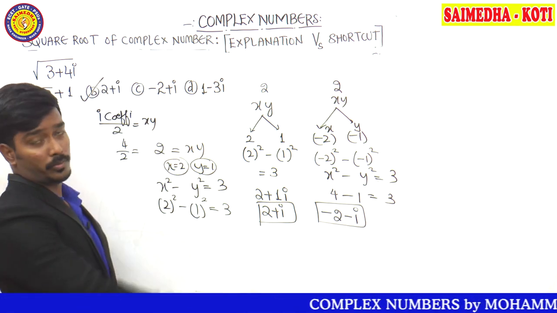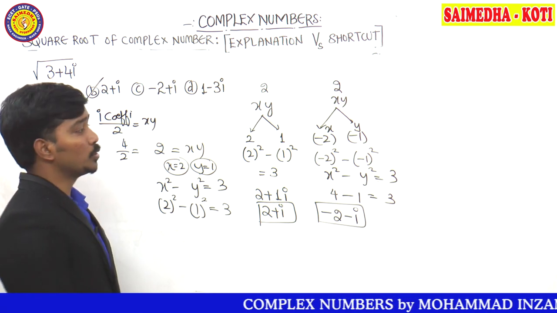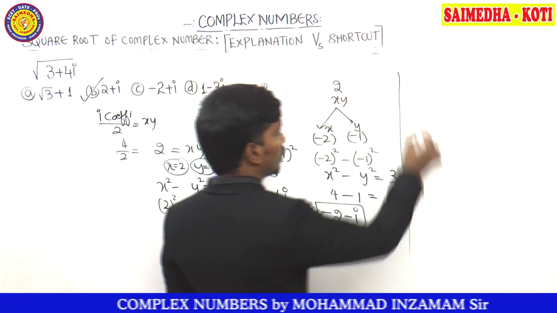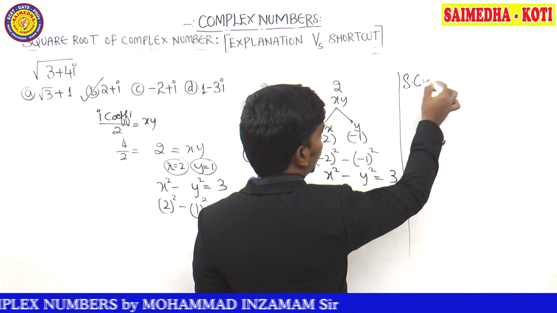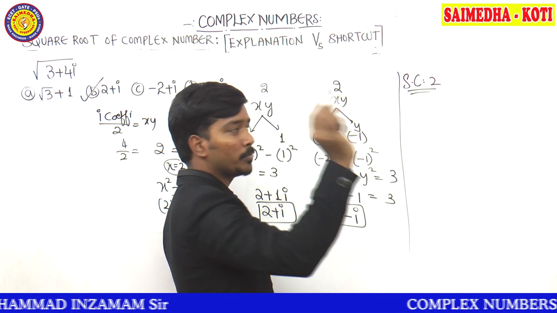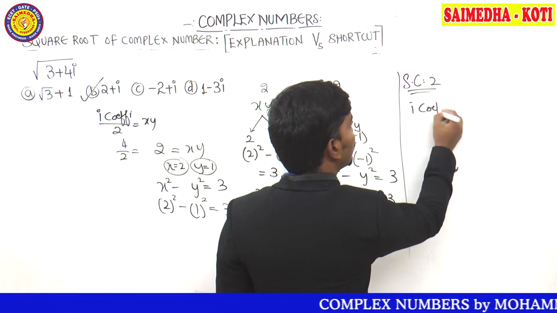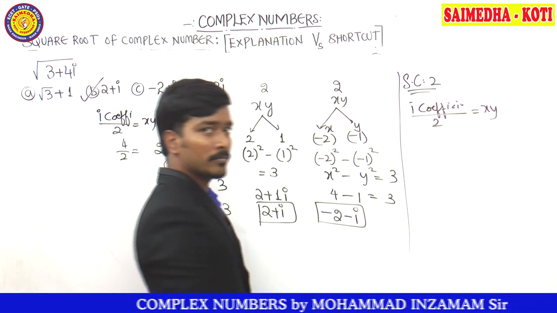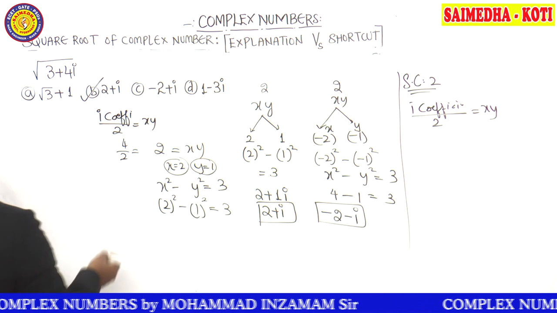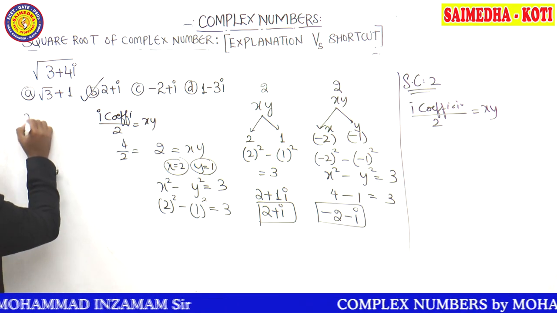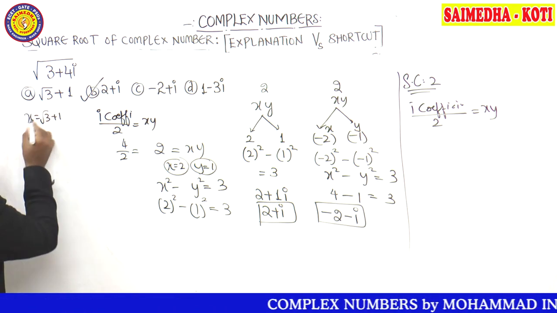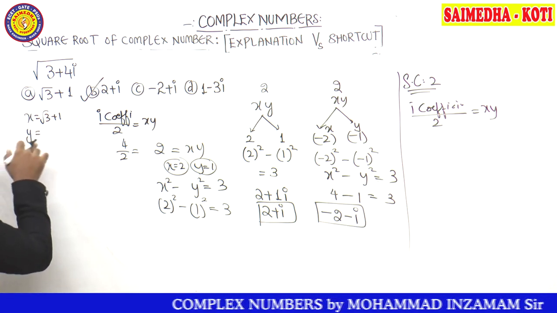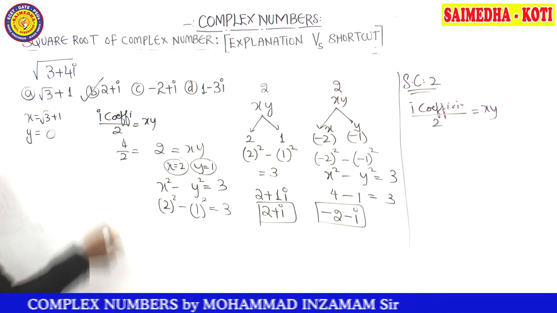For this much also you need not to do in the examination guys. Let's do one more shortcut, that is shortcut 2 now. What is the shortcut 2? Let's verify all the options, because we know that I coefficient divided by 2 is equals to how much? Xy. I coefficient by 2 equal to xy. So what is the value for x here? X is equals to root 3 plus 1. What is the value for y guys? Y is I coefficient. There is no I here, so I coefficient equal to 0.